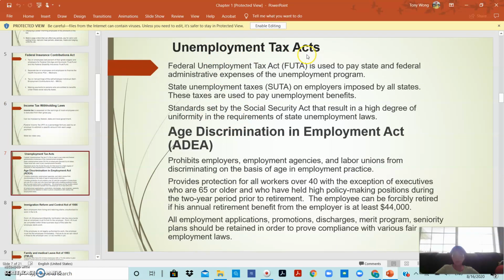Unemployment Tax Act. The first is the Federal Unemployment Tax Act. The State Unemployment Tax Act is shorter. These two acts are on the employers only. The employee does not need to pay unemployment tax. They assess on the employers.